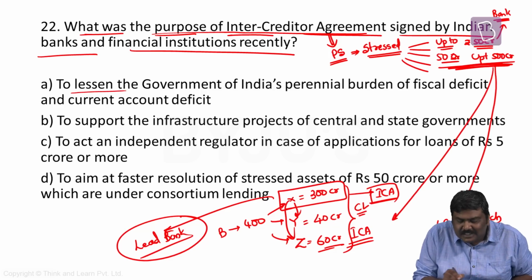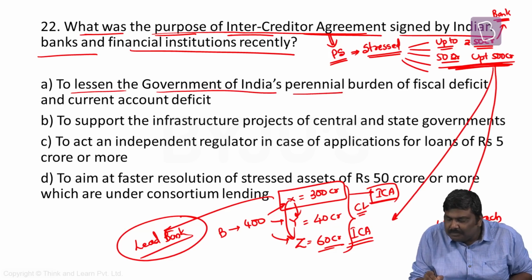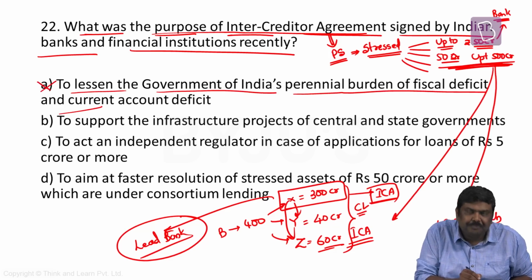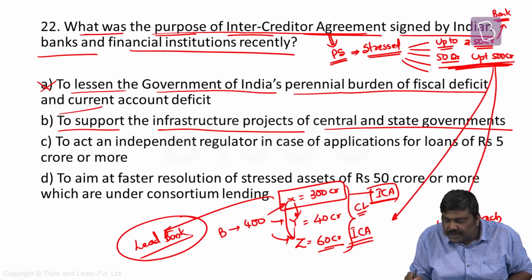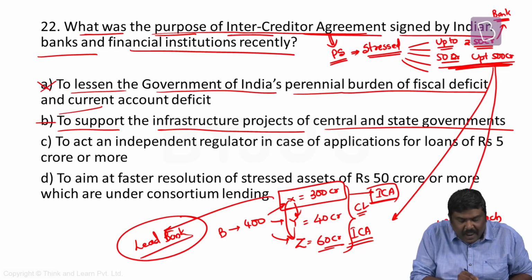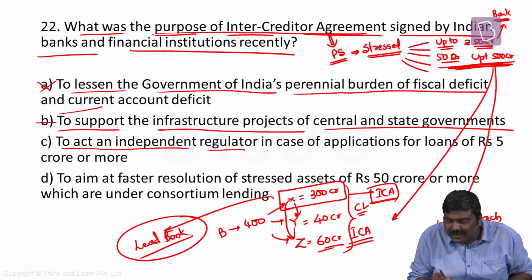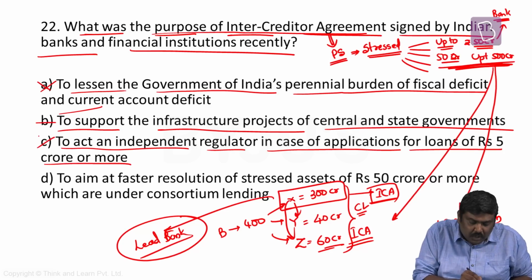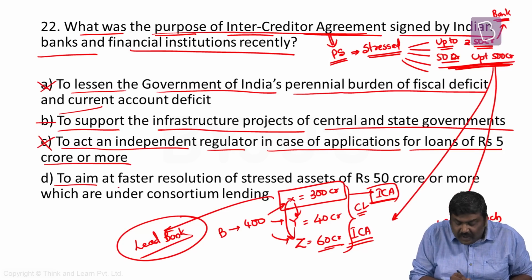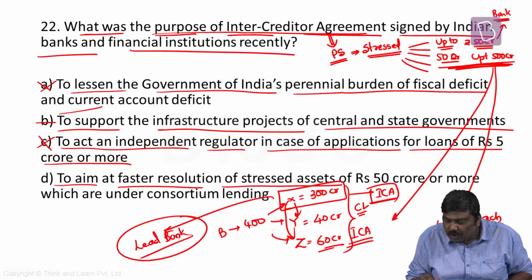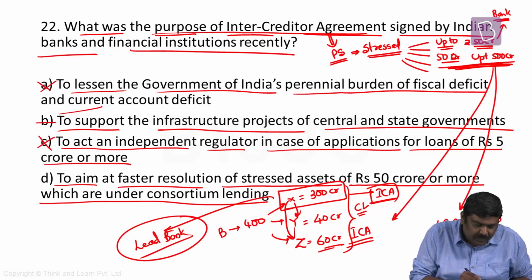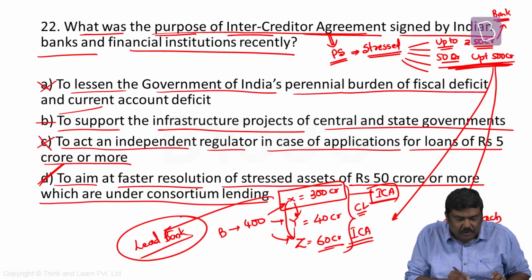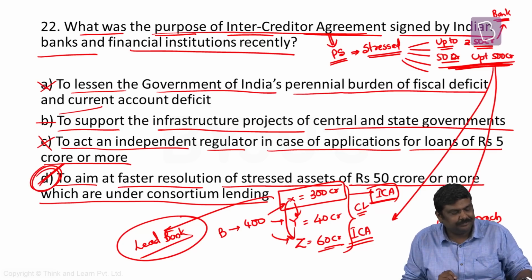Option A, to lessen the government of India's perennial burden of fiscal deficit. No, wrong. To support infrastructure projects of central and state governments. Wrong. To act as an independent regulator in case of applications for loans of rupees 5 crore or more. Wrong. To aim at a faster resolution of stressed assets of rupees 50 crore or more which are under consortium lending. Right. So question number 22, the right option will be option D.